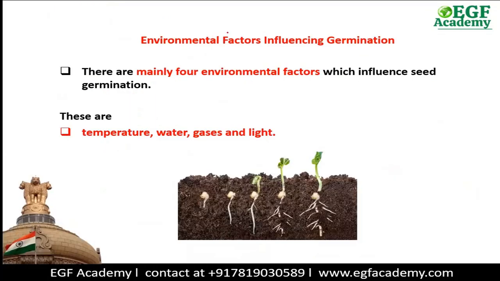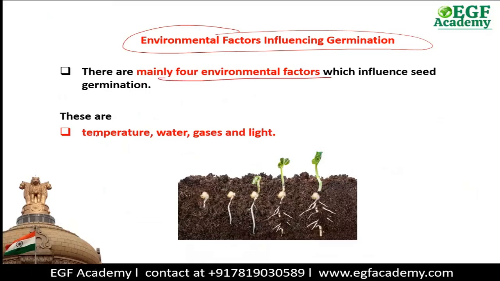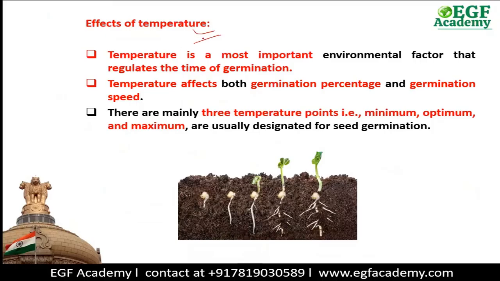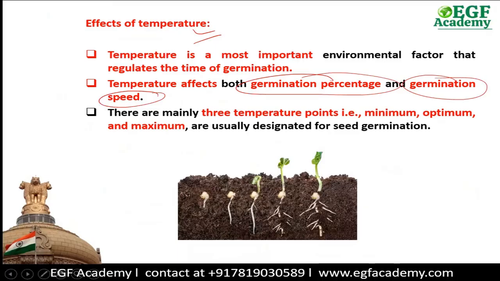Now the germination of the seed is influenced by environmental factors. Mainly there are four environmental factors: temperature, water, gases and light. The first one is temperature. Temperature is very important. It affects the percentage of germination, and also affects the speed at which the germination will take place. So temperature has three temperature points. One is minimum, optimum and maximum.